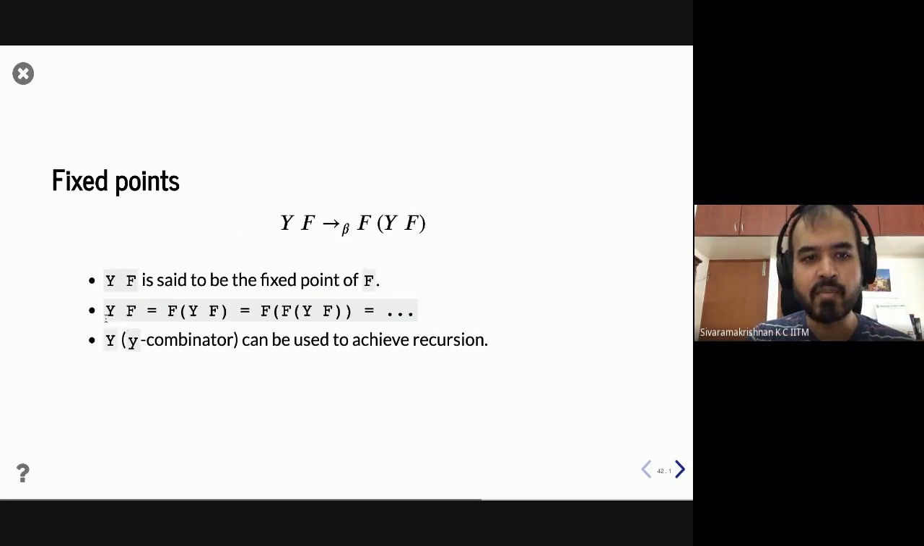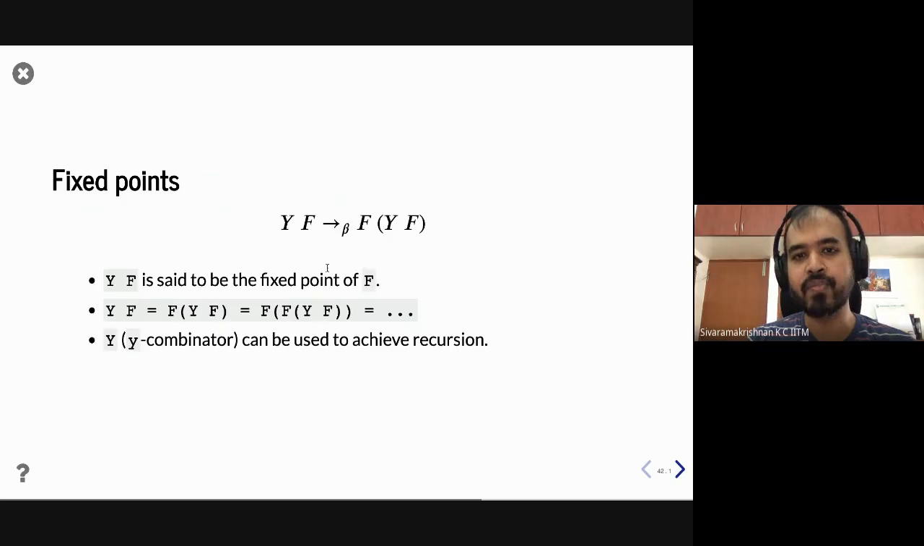And you can keep expanding this one. That's the whole point. So you have a YF which is equal to FYF, and we know this YF is equal to f of YF, and what you end up getting is multiple applications of f. And this lies at the core of recursion. You can keep expanding it as much as possible. So you can use the Y Combinator to achieve recursion.